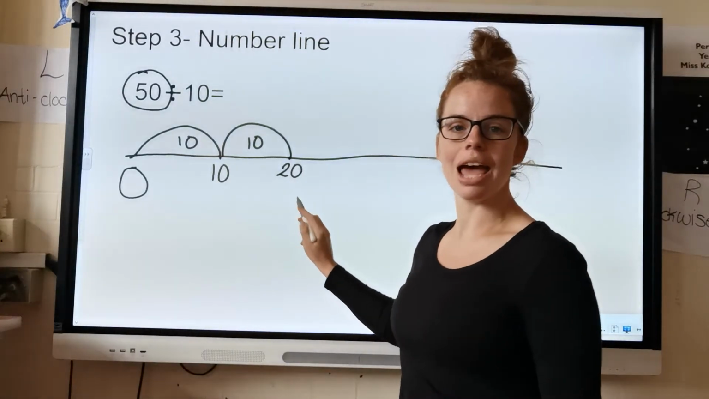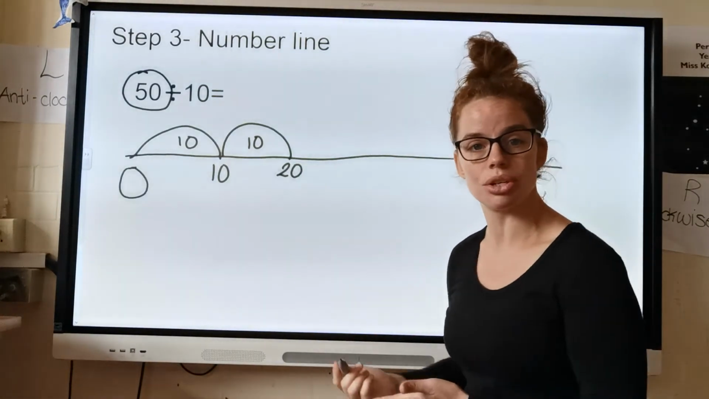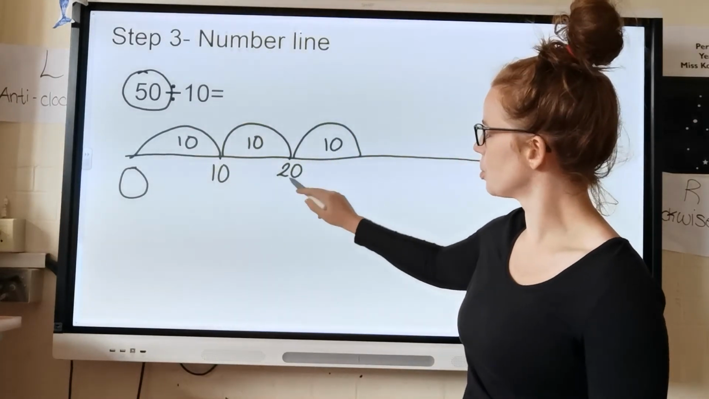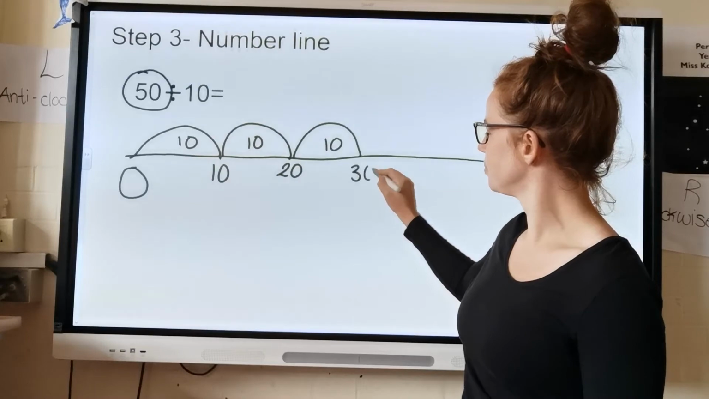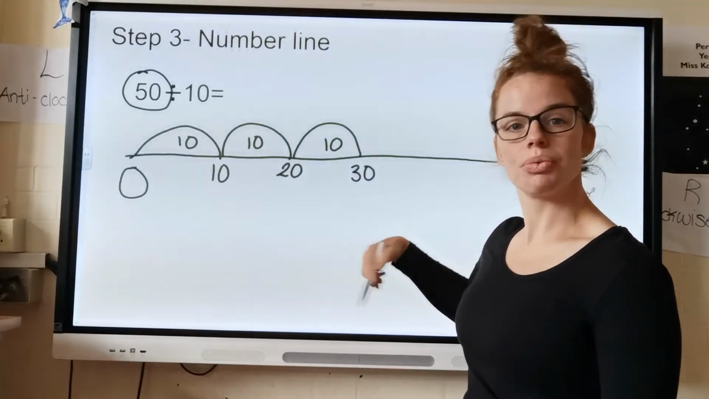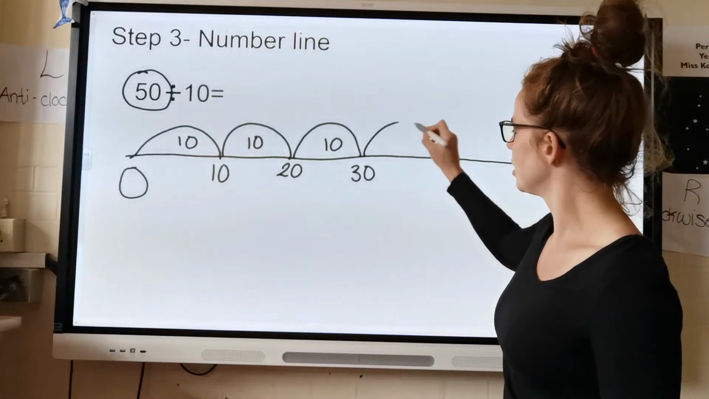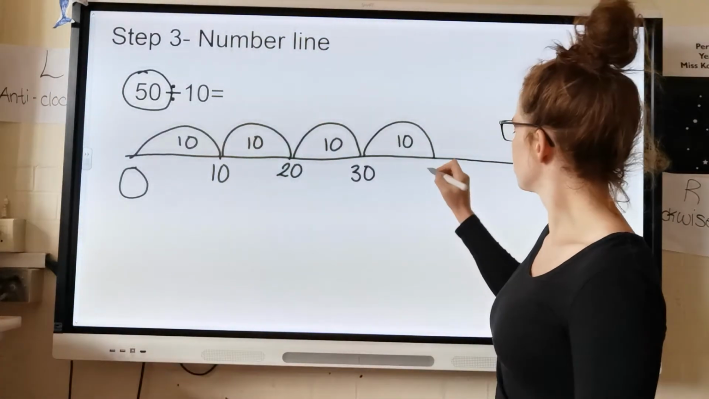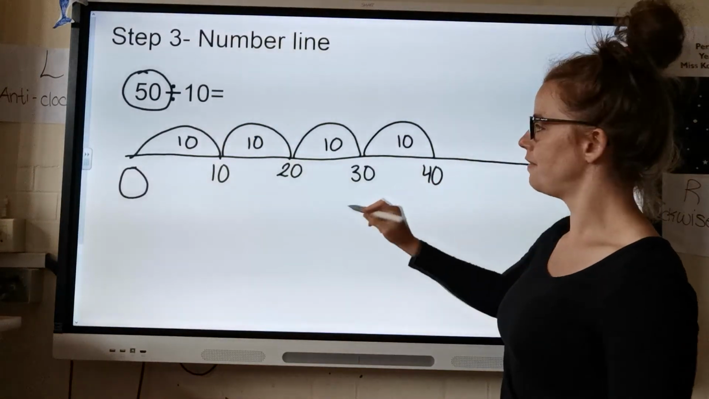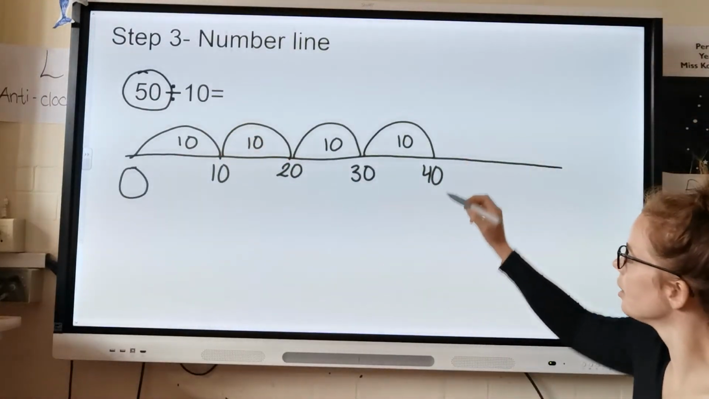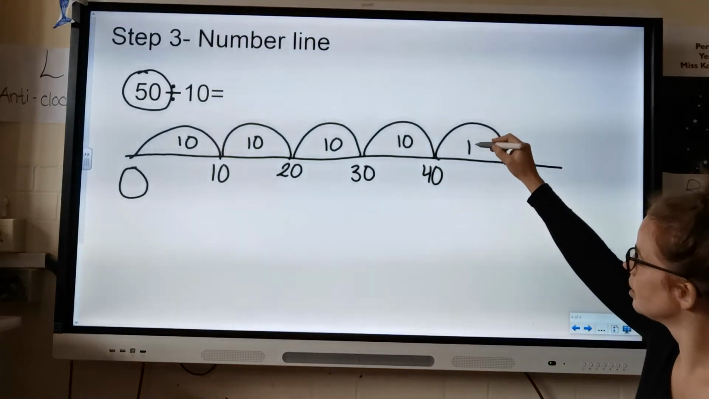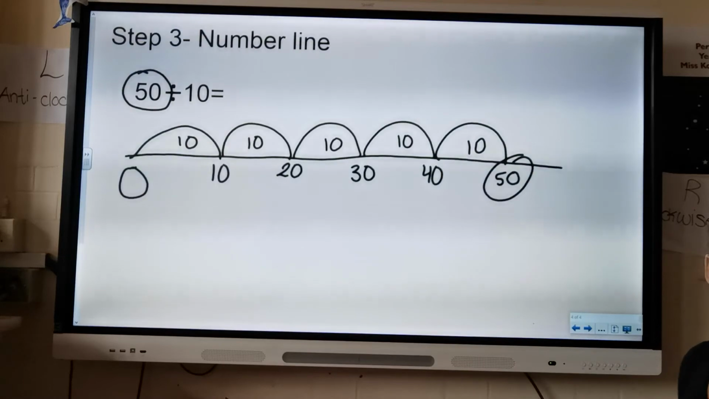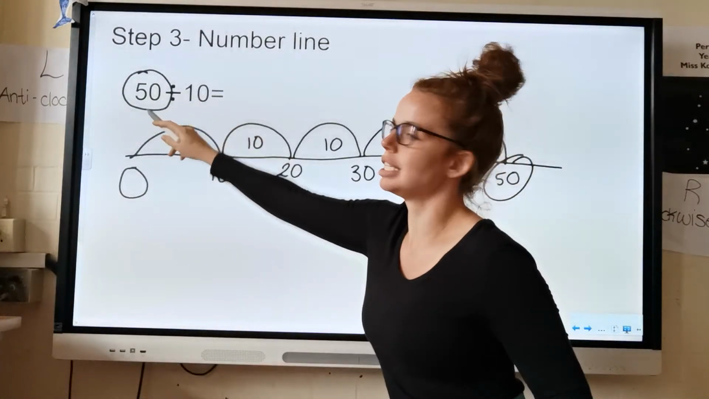Now we're not at 50 yet. We're only at 20, so we need to continue to do more jumps. So we add 10 more. So 20 plus 10 is 30, but we're not at 50 yet, so we need to add a next jump. So we add another 10, 30 plus 10 is 40. So we write 40 here, we're not at 50 yet, so we're going to add another 10, 40 plus 10 is 50. So now we've reached 50, which was what we wanted to get to.